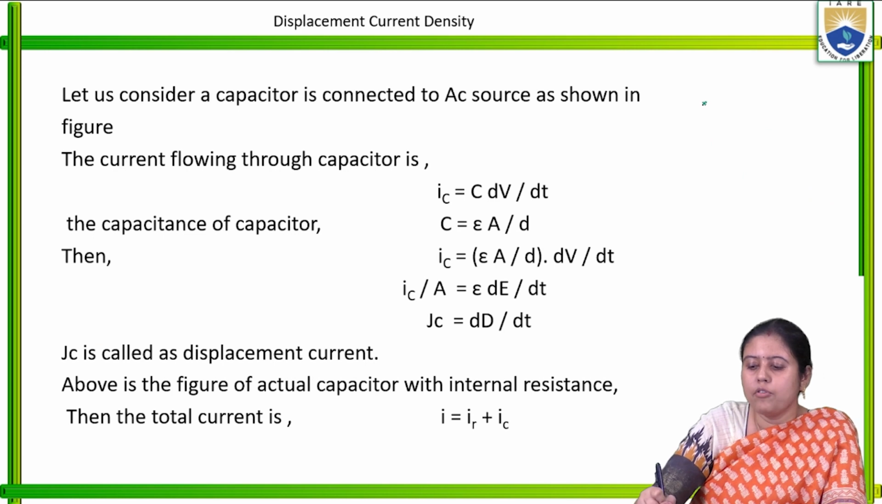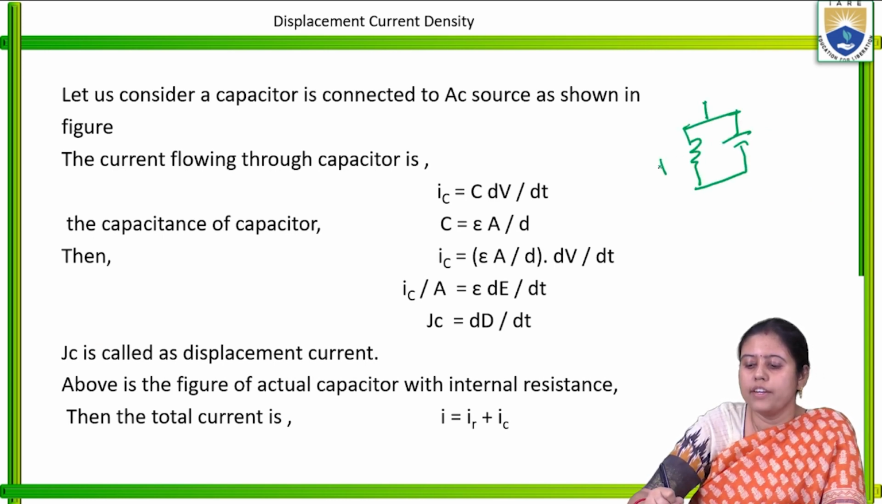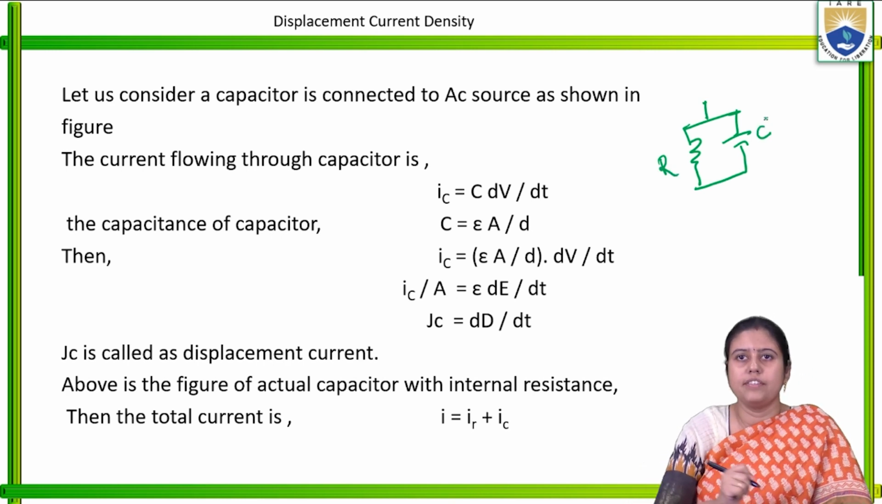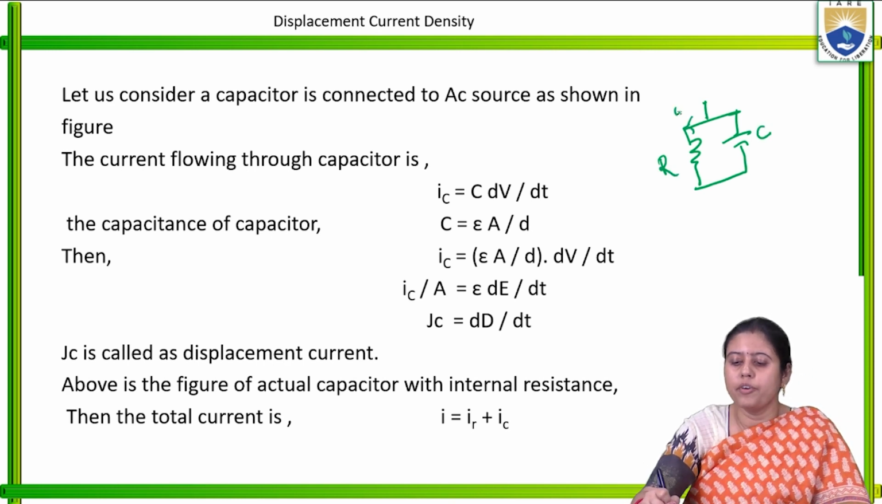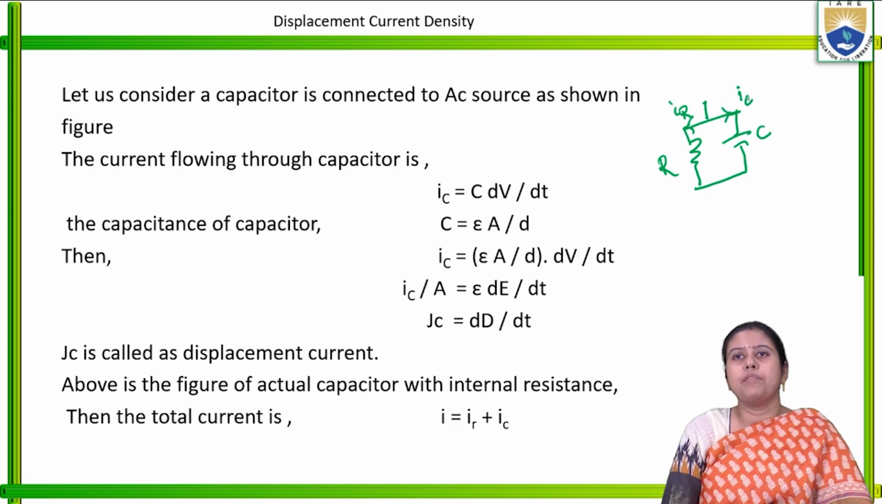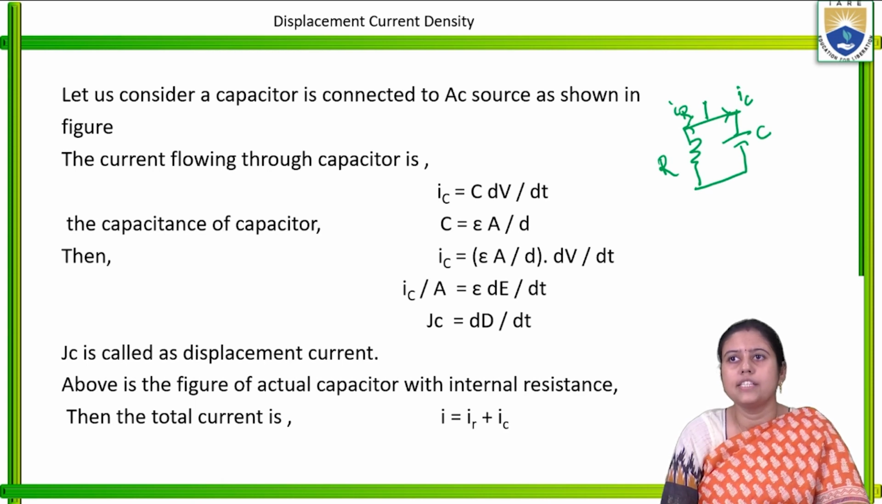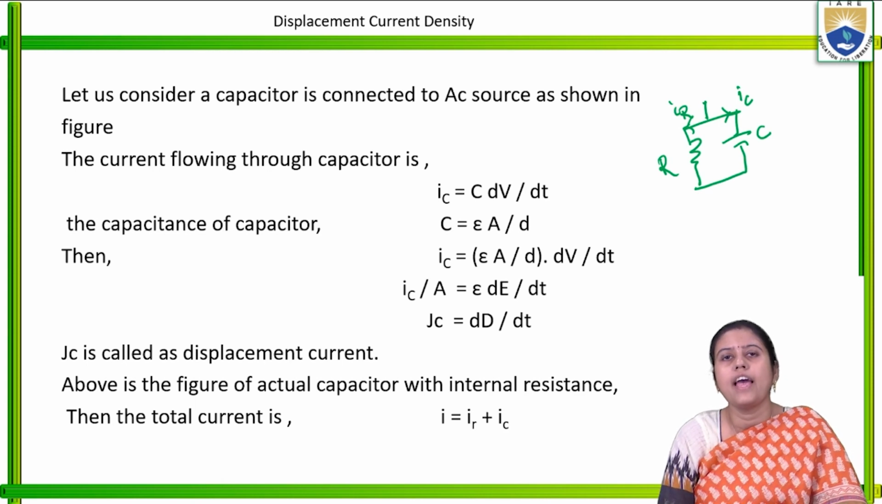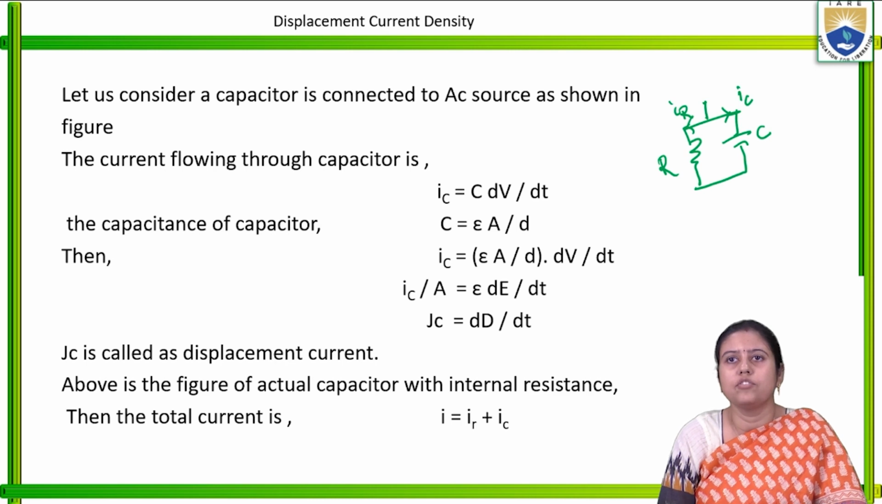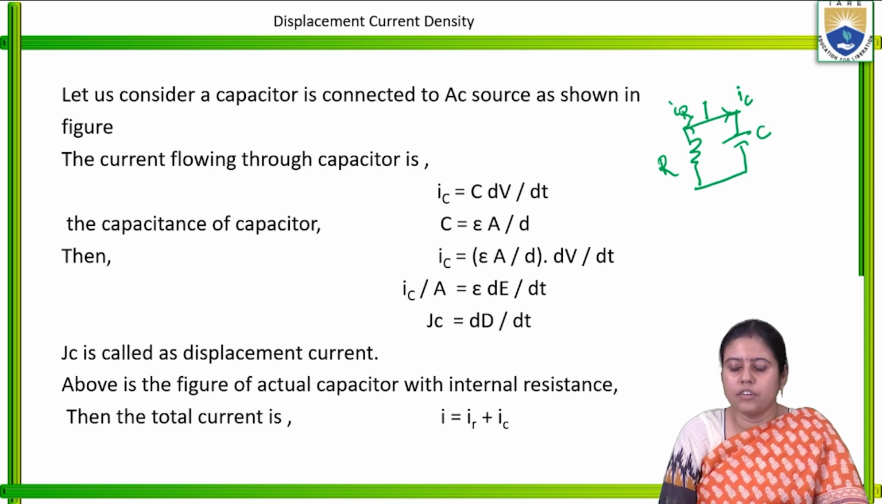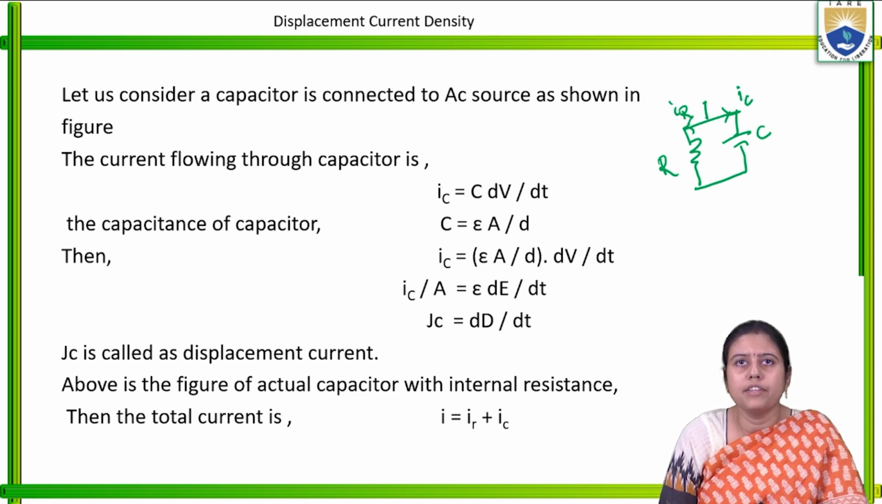If we think about any circuit, it has 2 parts. One is resistance and one is capacitance. So when current is flowing, the current through the resistor is known as the conduction current, and current through the capacitance is known as the displacement current. So what is the displacement current?